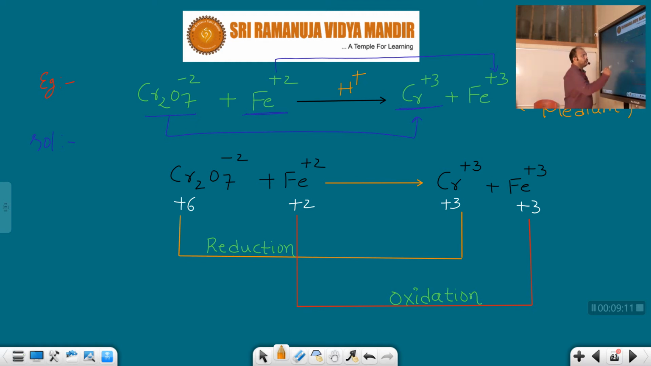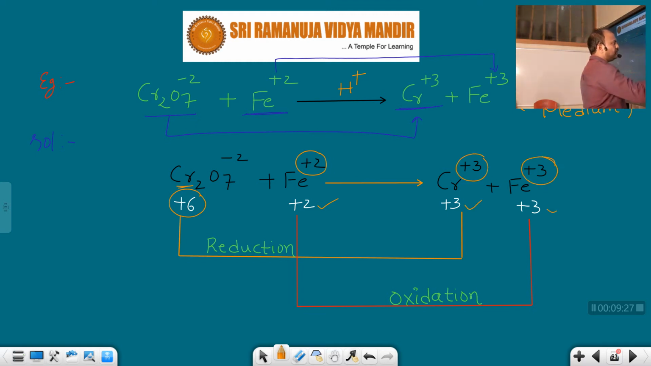You know very well, in the dichromate ion the central atom is chromium. The chromium oxidation number is +6. The ferrous ion oxidation number is +2. The chromic ion oxidation number is +3, and the ferric ion oxidation number is +3. So here I have written the oxidation numbers: chromium in the dichromate ion, iron in the ferrous ion, chromic ion +3, ferric ion +3.